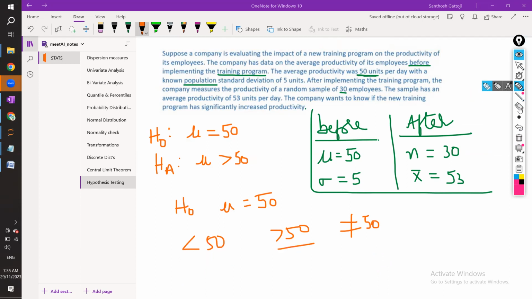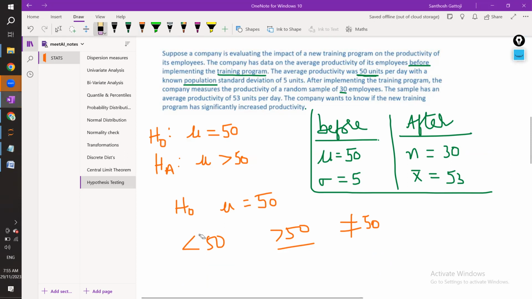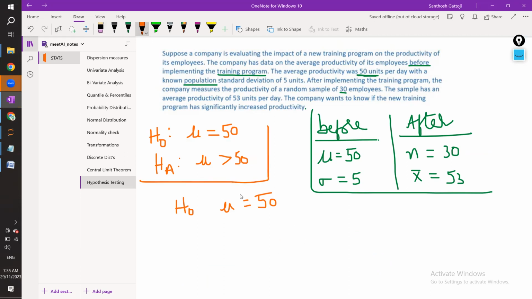Guys, are you getting this? This is important. The way we formulate the null and alternate is important, and it should be according to your problem statement. For example, if the null is 50, I can take the alternate as mu less than 50. Now one of these should be true.